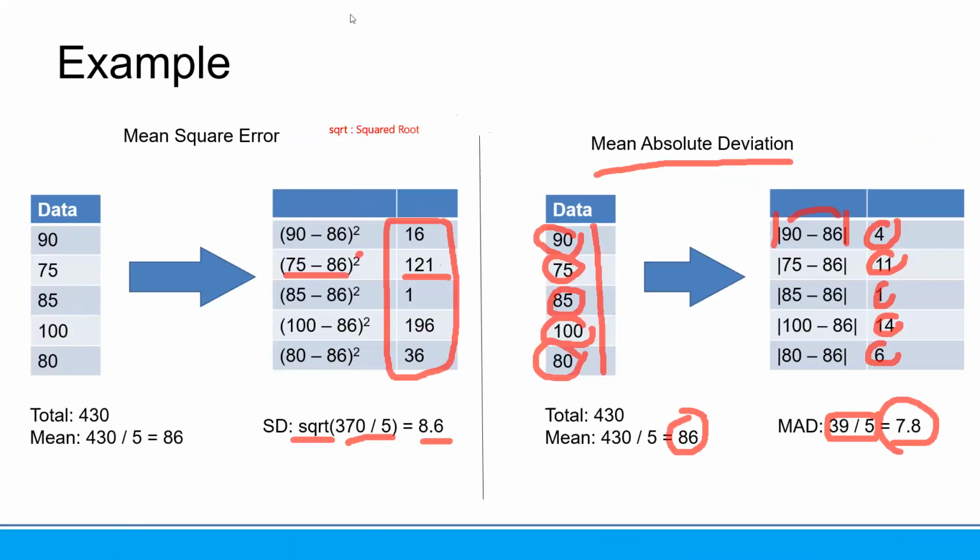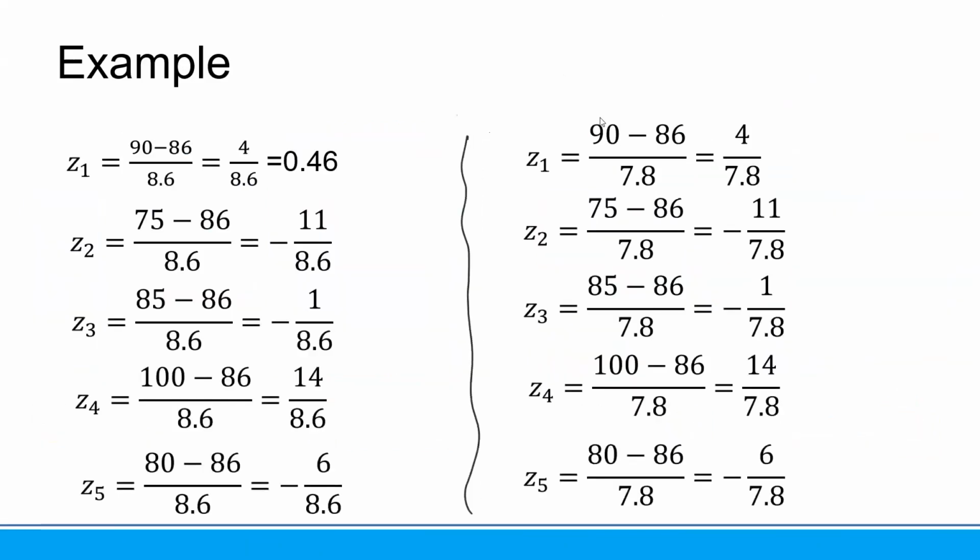And then if you have this one, you can do the z-score normalization. The z-score normalization is based on the standard deviation. We got 8.6. So what is the value? 90 minus the average, which is 86, divided by the standard deviation, which is 8.6. So we get this value.